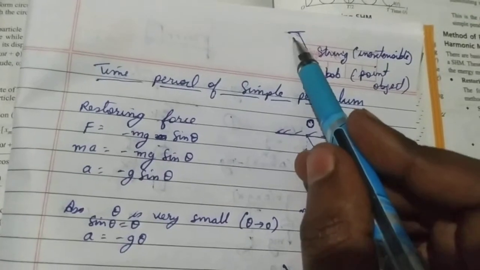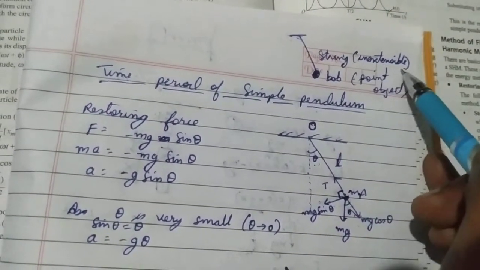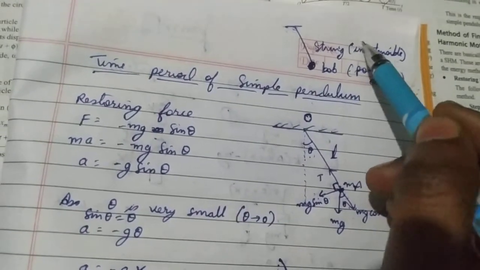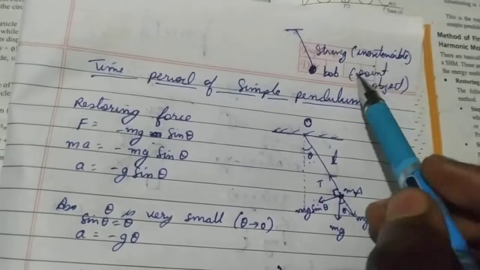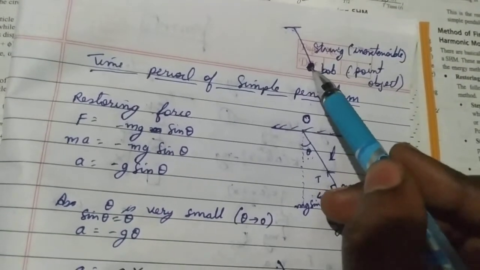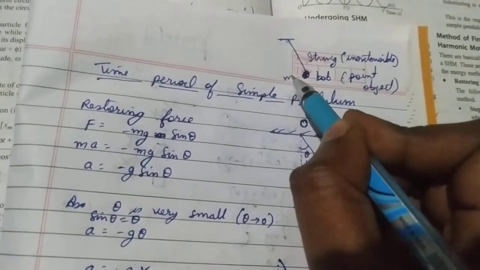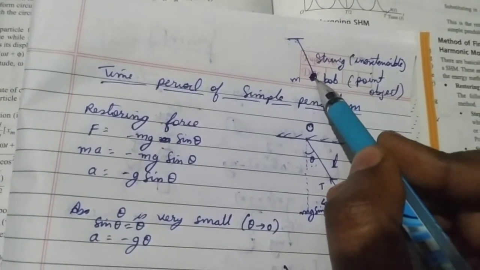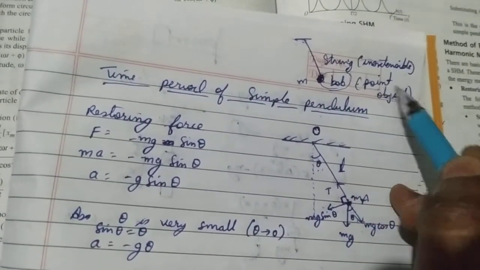So the simple pendulum is the one which has a string which is inextensible, कि ये और ज़्यादा खींच नहीं सकता है। ठीक है, तो this string should be inextensible and there should be a mass attached to this string, having suppose this object has mass m. So this object mass m, we call it a bob, and this bob should be a point object.